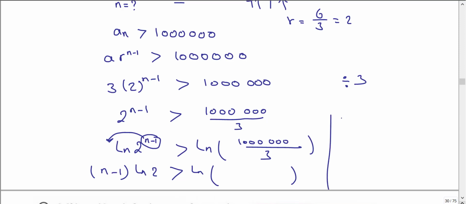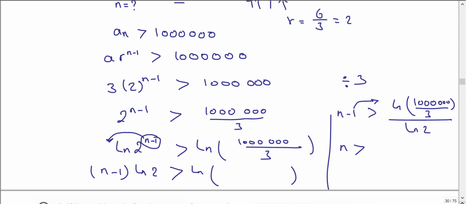Last step, or the one before the last: you divide by ln 2 because you want n minus 1 first. So it will be ln of the big thing, 1 million divided by 3, divided by ln 2. It looks difficult, but it's not. Finally, you move 1 here. So n is greater than, this will go with a positive 1, so it's 1 plus ln of 1 million over 3, divided by ln 2.